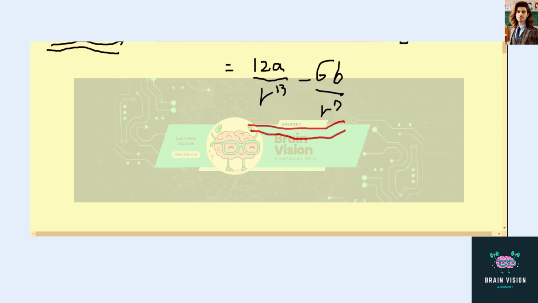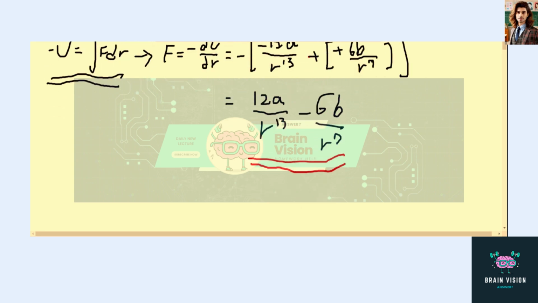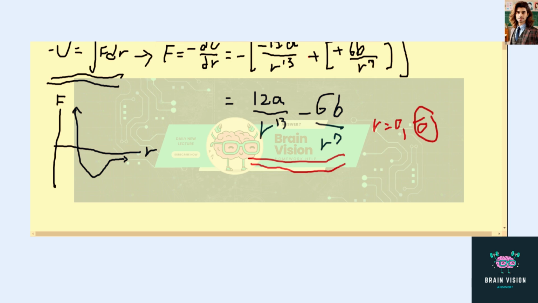Great. Now the second part asks us to graph these. Let's graph the force function first. Our force function, when graphed, will look something like this, without actually touching 0. This is with respect to r. Why doesn't it touch 0? Because if r equals 0, then we would have a 0 in the denominator, and this is not allowed.